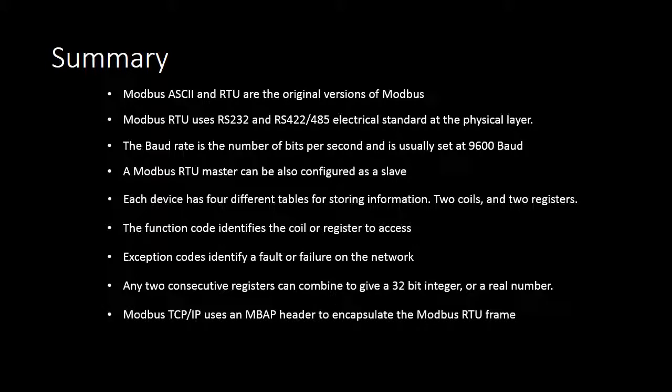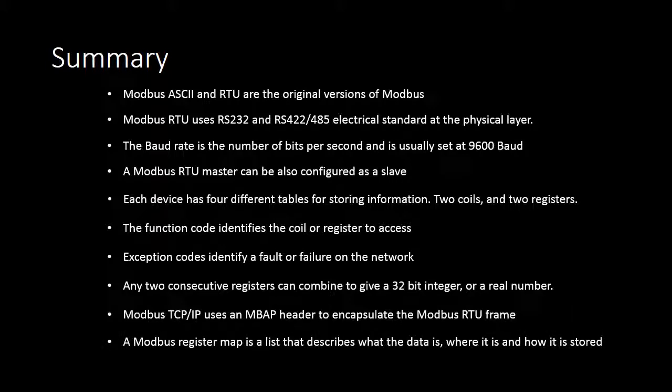Modbus TCP IP uses Ethernet networks to transmit Modbus RTU frames across a network of various topologies. Modbus TCP IP uses an MBAP, Modbus Application Protocol, header to encapsulate the Modbus RTU frame. This is then encapsulated in an Ethernet frame and sent over the network. A Modbus register map is a list that describes what the data is, where it is, and how it is stored.